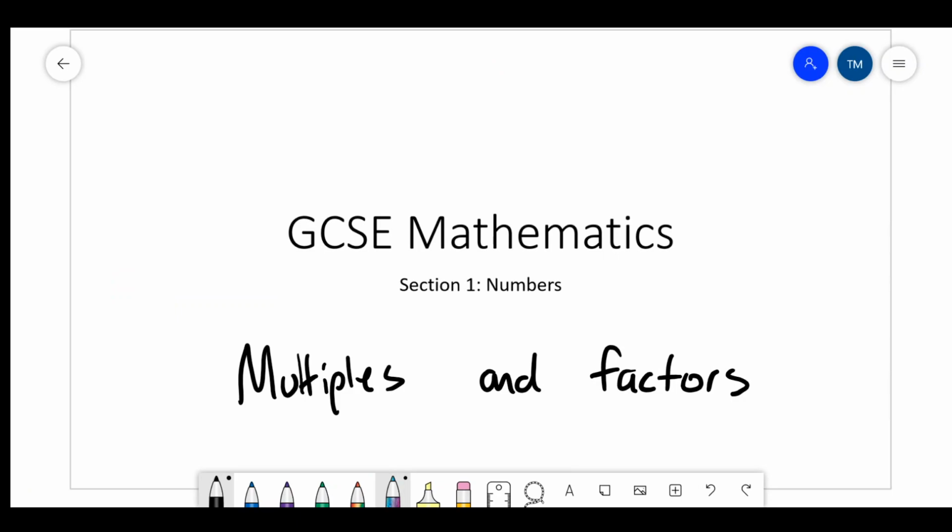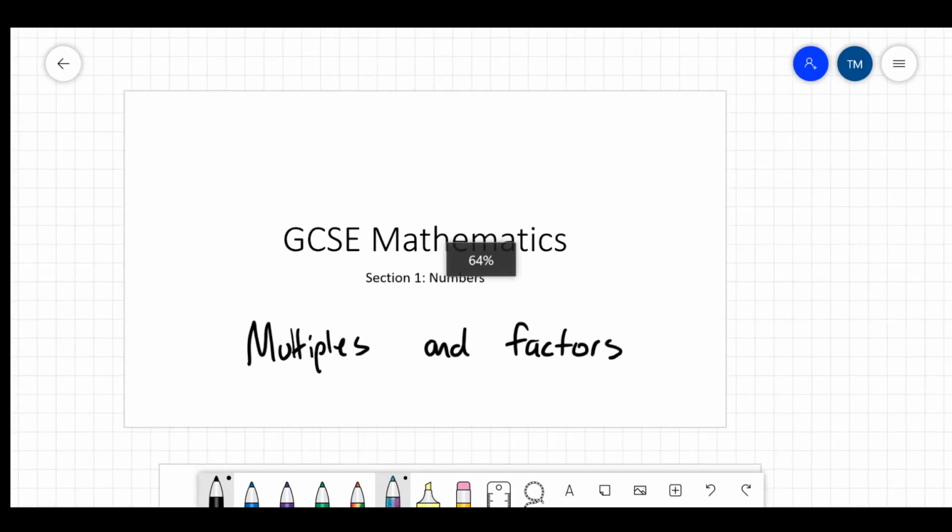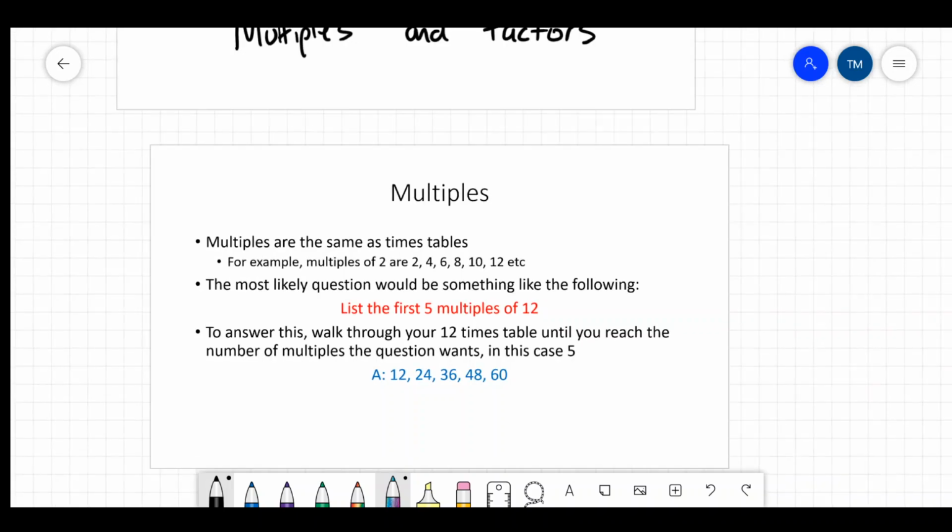Hello and welcome to this video that covers GCSE Mathematics, section 1 of multiples and factors. So here we're going to cover both topics, and the first thing we'll look at is multiples.